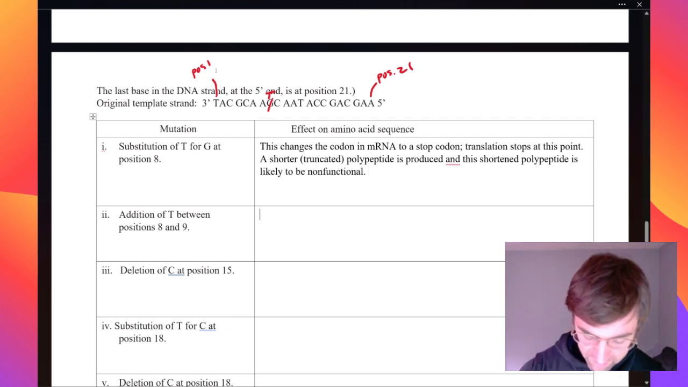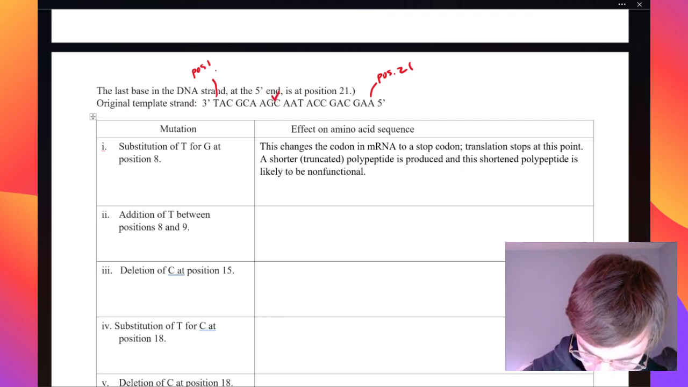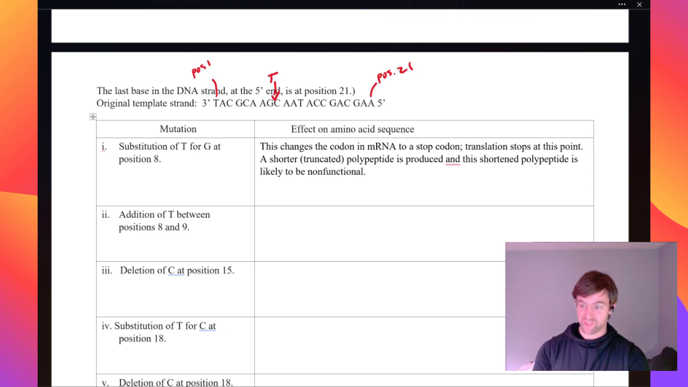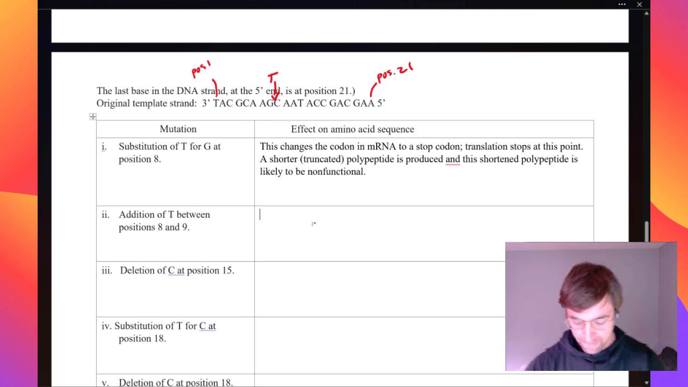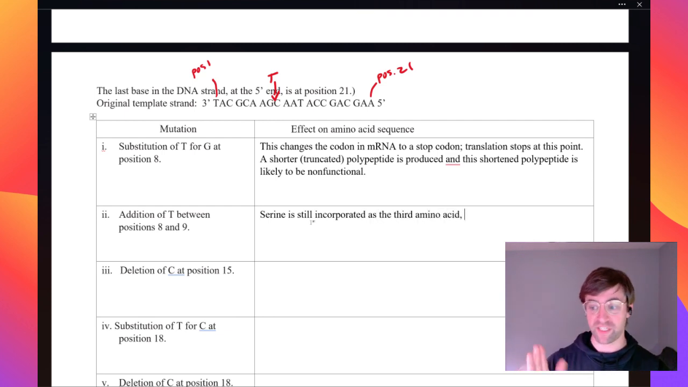If we added a T between positions 8 and 9, so we're adding it in here. So this is a little bit different. We're not just making a substitution, we're adding an additional position. This will still code for serine. Serine is still incorporated as the third amino acid. But the amino acids that follow are all going to differ because they've been shifted. So this, I think, would be called a frame shift mutation or an insertion. Yeah, this is an insertion mutation.